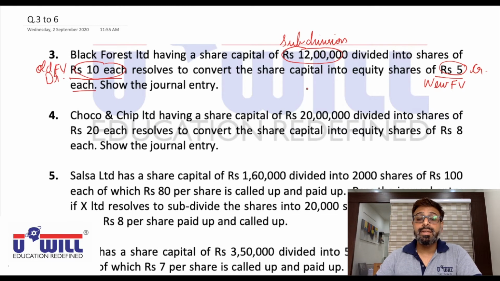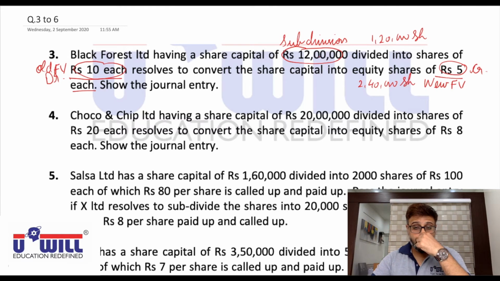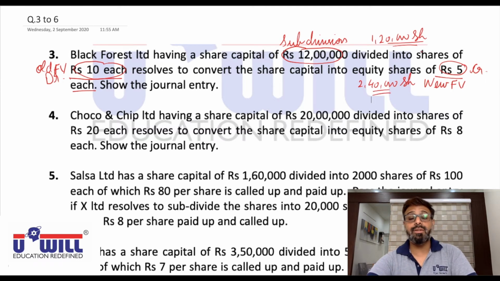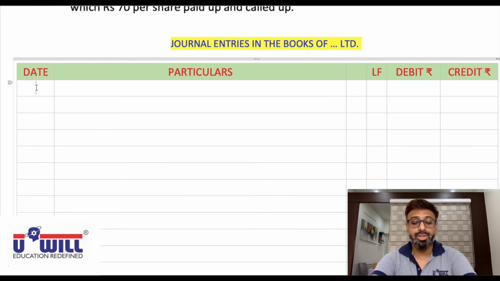The only difference: presently 12 lakhs divided by 10, there are 1,20,000 shares, and after the reconstruction in the balance sheet, 12 lakhs divided by 5, there will be 2,40,000 shares. I repeat, presently 12 lakhs divided by 10, there are 1,20,000 shares. After the subdivision, 12 lakhs divided by 5, there will be 2,40,000 shares. So face value will decrease in subdivision and number of shares will increase. So all of you write down the journal entry for question 3.